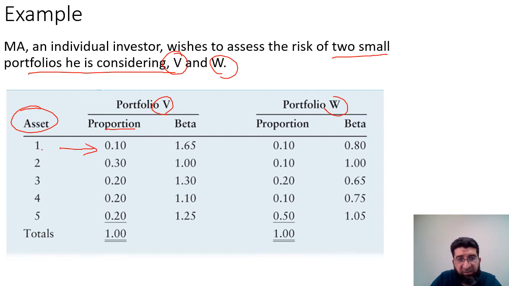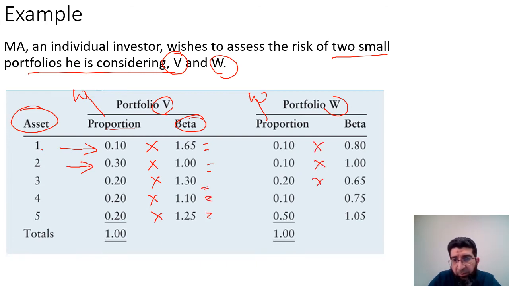In the first we have only 0.1, and then we have 0.3. Proportion is basically what we call the weight, and here also this is the weight. Then we have the beta for each stock given. When we multiply, we will get the weighted beta for each portfolio. Similar is the case with W. Multiply the weight and you will get the weighted beta of the portfolio W.